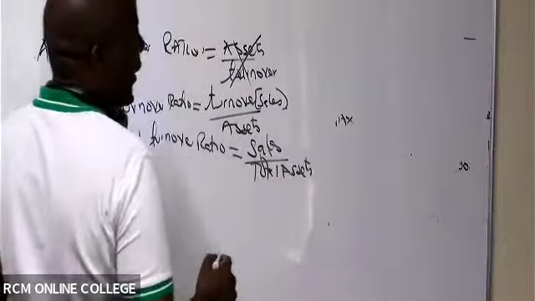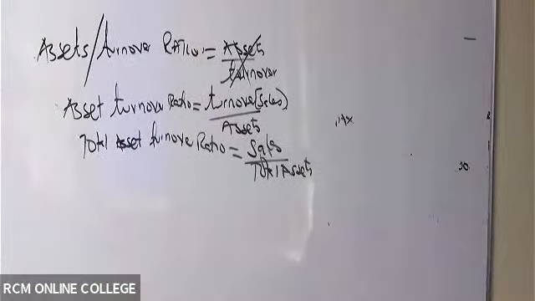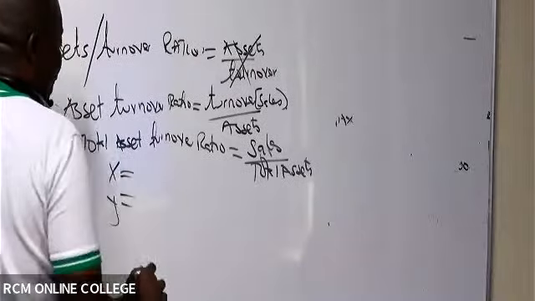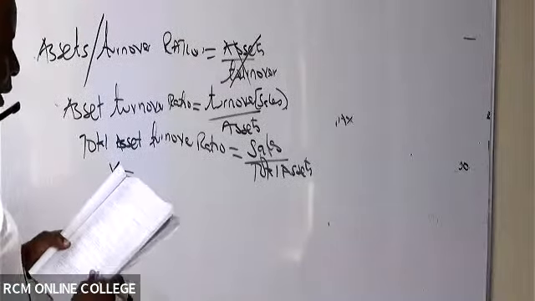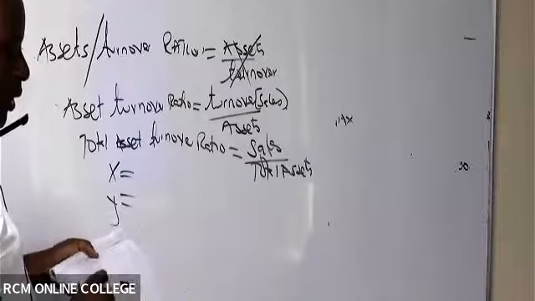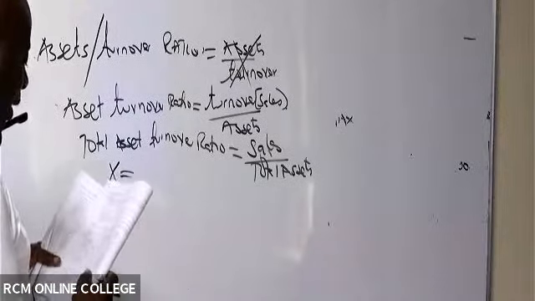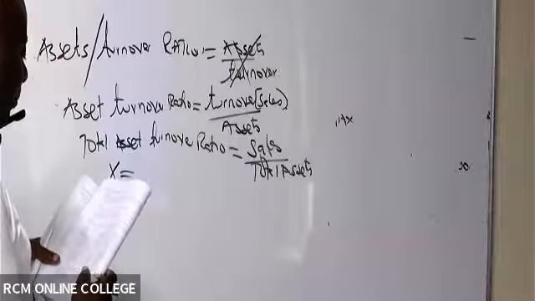Yeah, I will take sales over total assets, if it is total asset turnover ratio. And I will go ahead to compute the total asset turnover ratio for each one of them, for X and for Y. So in this case, are you able to see the sales figure? Are you able to see the sales figure for X? Sales figure for X, it's up there.